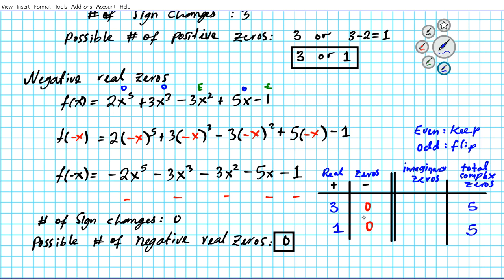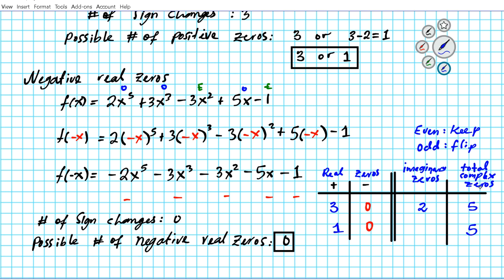All right, so let's work this out. If you have 3 positive real zeros and 0 negative real zeros, and there are a total of 5, that means you must have 2 imaginary zeros. So 3 plus 2 is equal to 5. Perfect. And then if you have 1 positive real zero and no negative real zero, and a total of 5 complex.